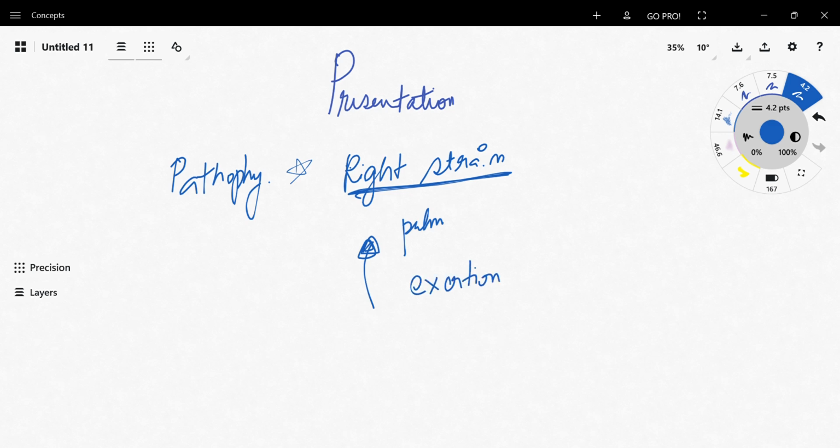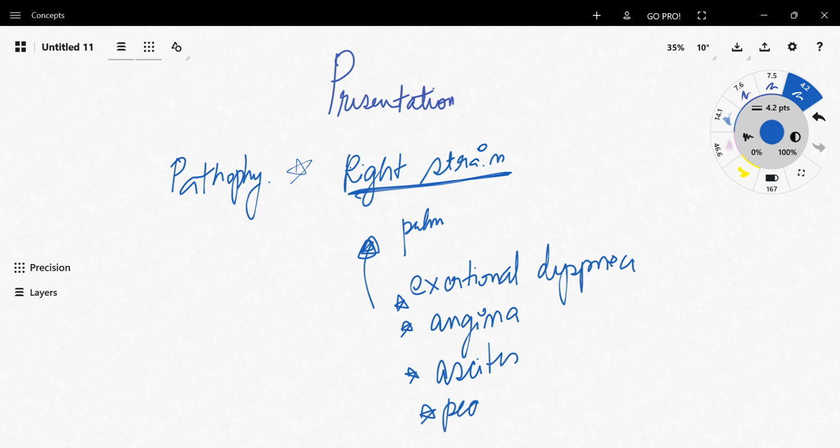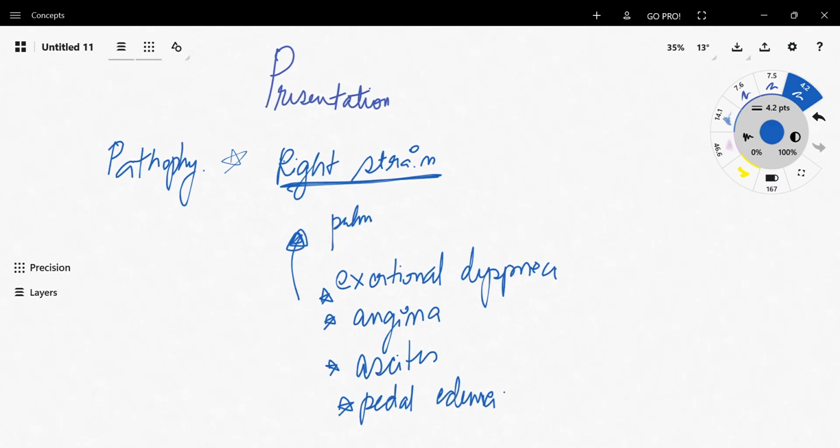exertional dyspnea. And because of the right heart strain, you're also going to have angina, right? And because your right heart is sort of congested, you can have ascites and pedal edema, right? And there is congestion of the blood in the pulmonary vasculature, so occasionally it can present with hemoptysis.